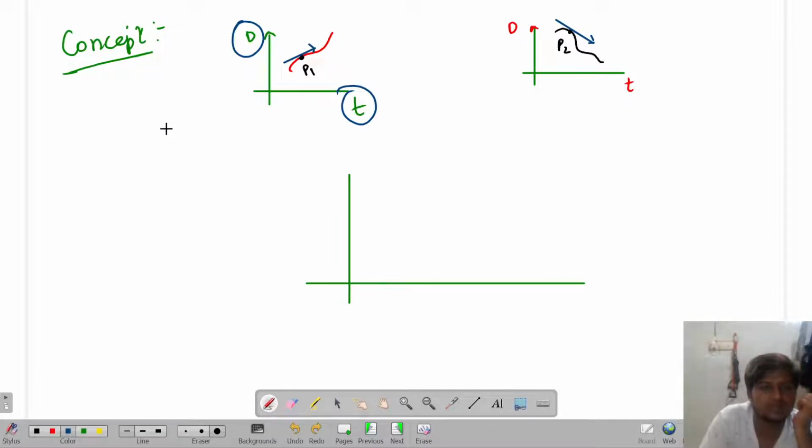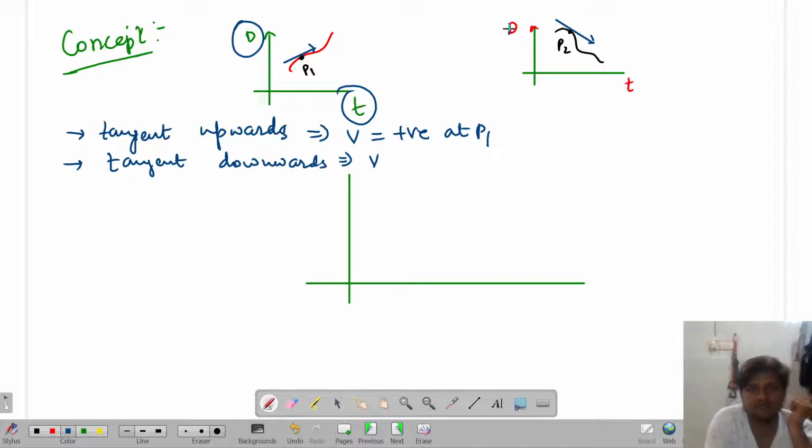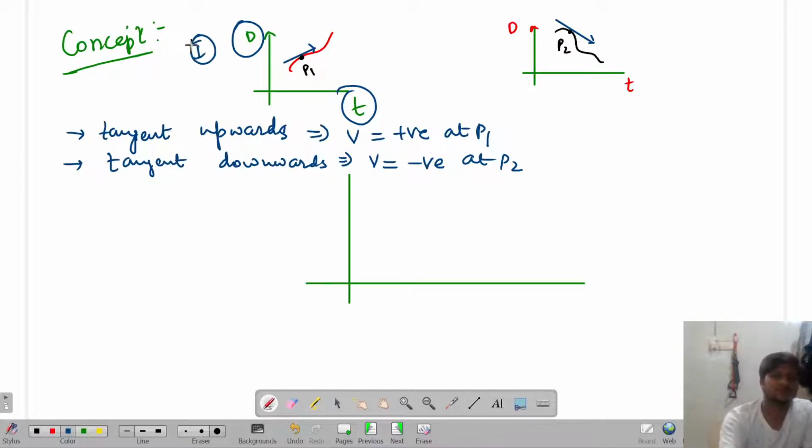What is the concept? Tangent upwards means velocity is equal to positive at P1. Tangent downwards implies what? For this displacement time graph, this tangent is pointing downwards. That means velocity is negative at P2. Are you able to understand or not? Tell me yes or no. These two points, case 1 and case 2.